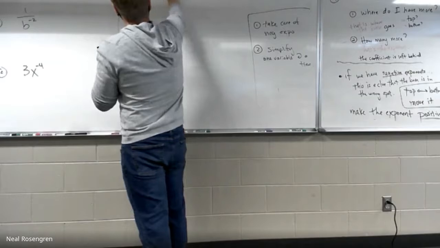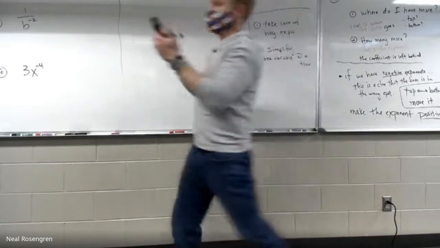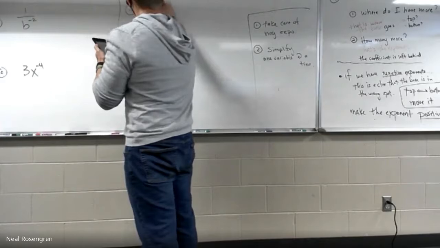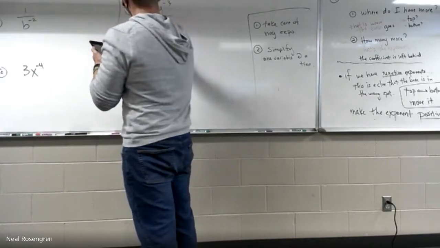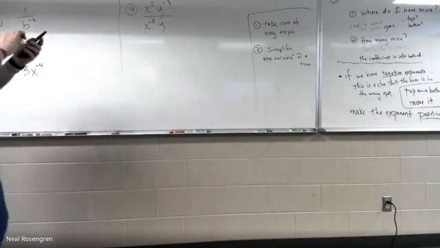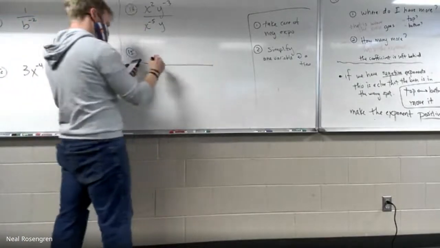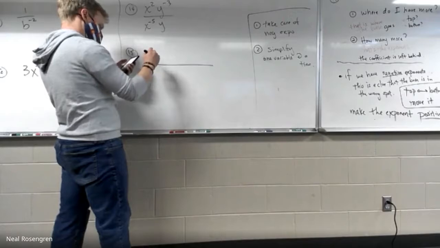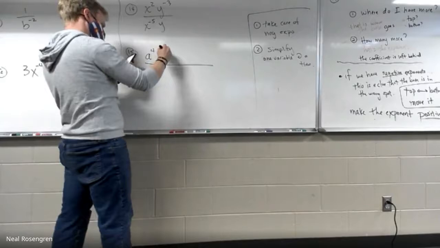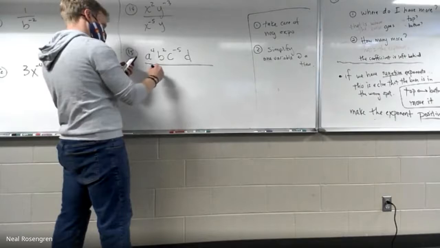Yeah, I'd love for you to try these out yourself, and then we'll talk about the answers before you guys get out of here. Absolutely. Sure, go ahead. You're welcome. x squared y to the negative 3rd over x to the negative 5th y. One more. There we go. To the 4th, b squared to the negative a.